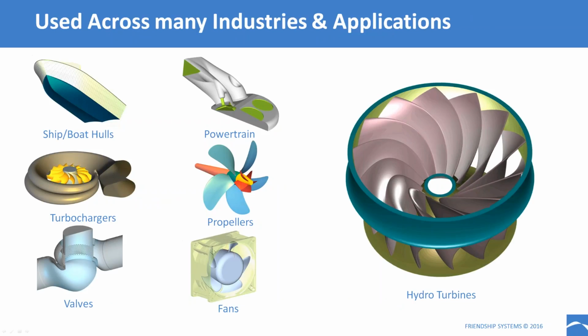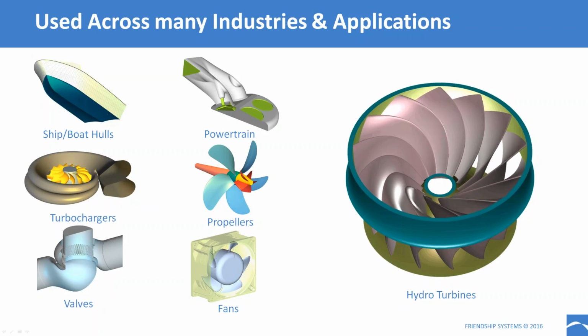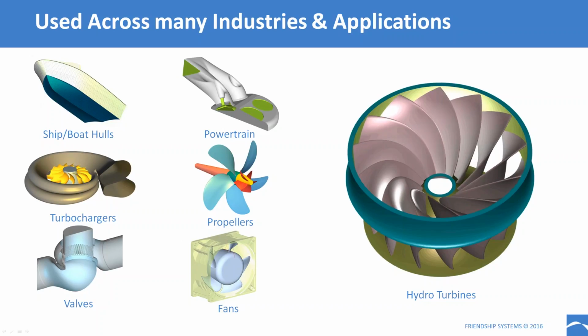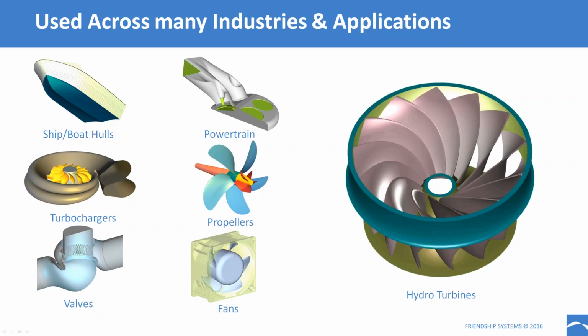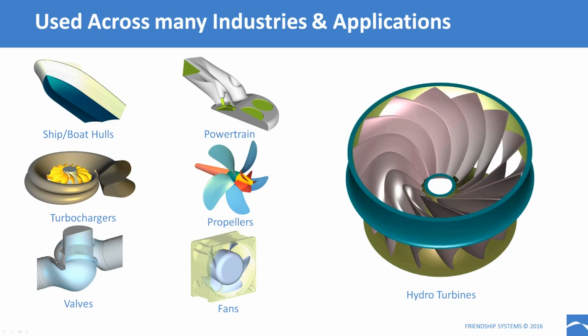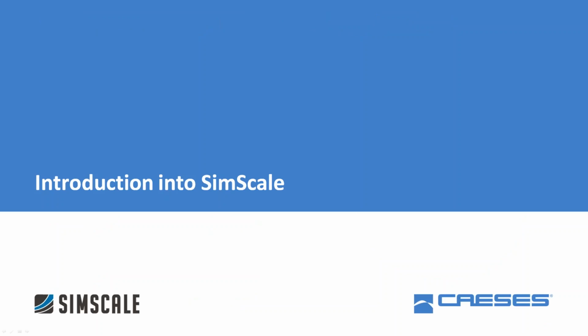The kind of geometries that we are typically working on with CAESES can be seen in this slide. So as an example, we have ship or boat hulls, powertrain components, turbochargers, propellers, and other types of turbomachinery like turbines, gas turbines, hydro turbines, steam turbines, fans, as we will see also later on in the webinar, and valves. So much from my side as a short recap about what CAESES is. Now Alex will take over and give you again also a small recap about SimScale, and then I will show you a bit more details about the modeling of our fan.